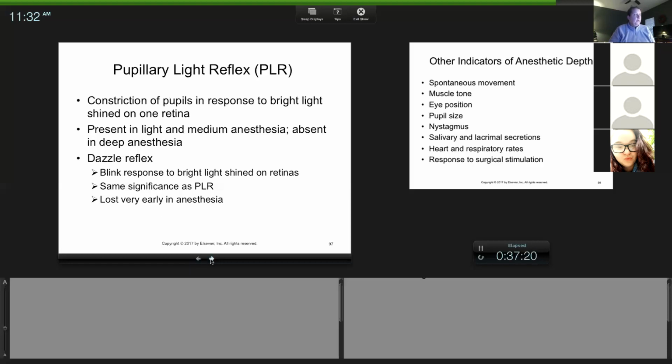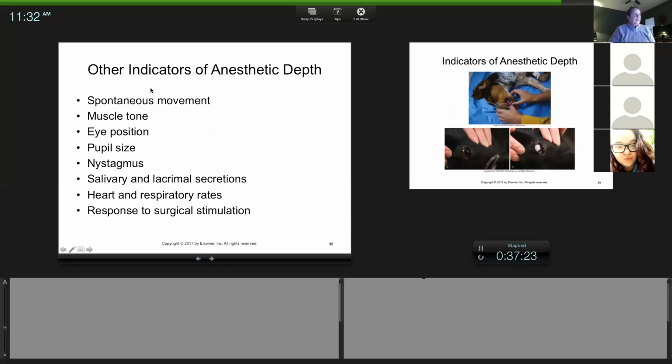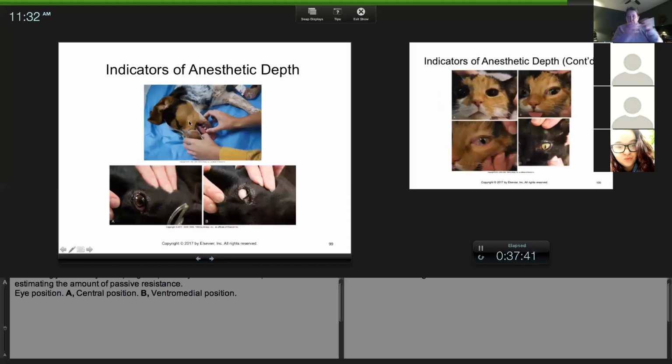Now we only have a couple more minutes. The other thing that we tend to look at is, is there any spontaneous movement or muscle tone? Now, muscle tone is important. It's not a reflex, okay? But how I assess this, let me show you, is jaw tone. Will the animal allow me to open their mouth? An awake animal, it's very difficult. And when they're dead, it's super easy. And when they're anesthetized, it's somewhere in the middle. Now, if an animal is adequately anesthetized, they should have loose jaw tone.